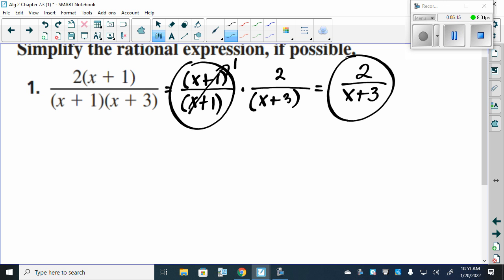We can do this simplifying with multiplication, but we can't do it if it's addition and subtraction. So even if this 3 had been a 4, the 2 and 3 don't go together. We can't simplify them because on the bottom that x and 3 are connected with the addition. Addition and subtraction really lock them together.